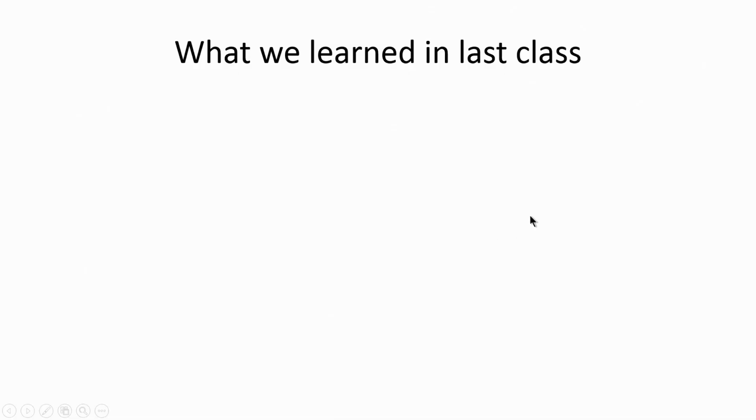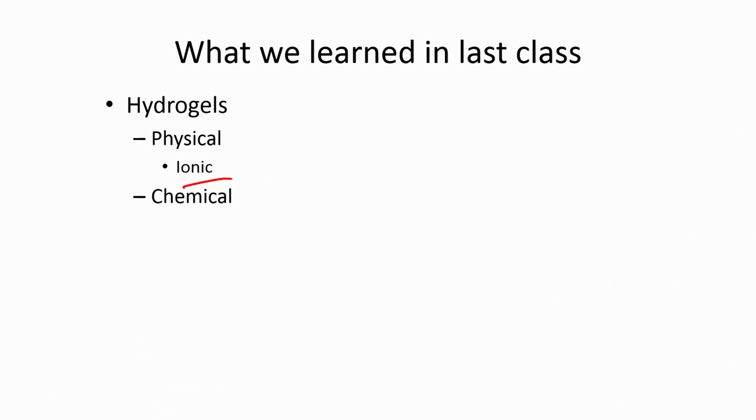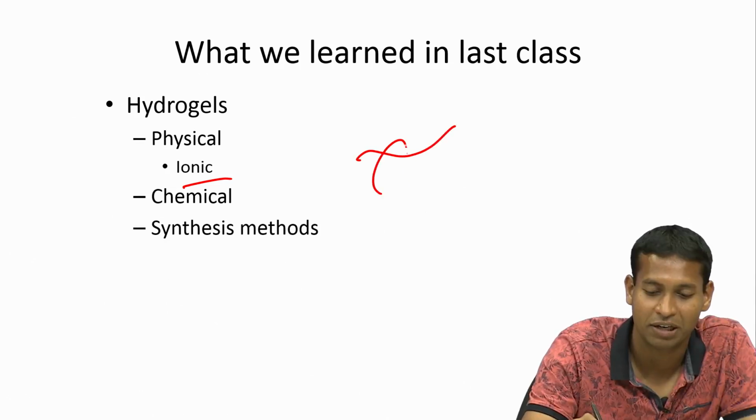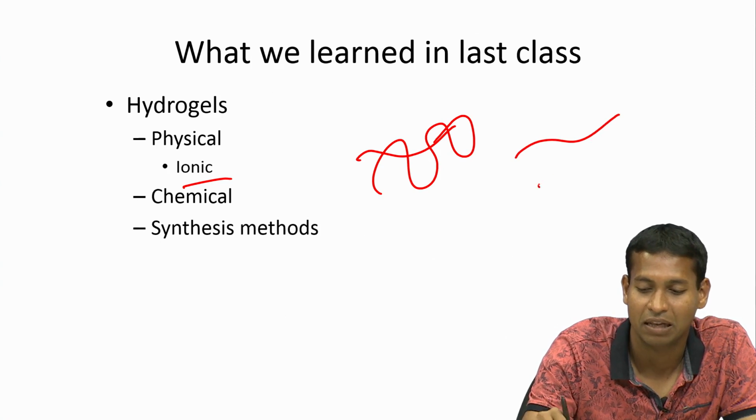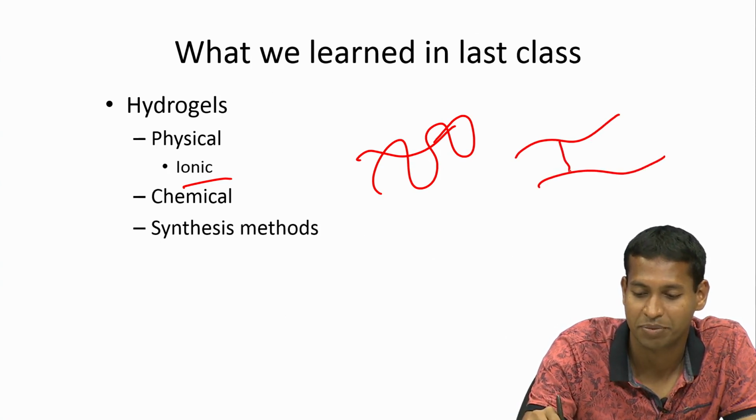So we are currently talking about hydrogels and we are going to continue that in this class like the last two classes. Let's take a quick recap of what we have learned in the last class itself. So we have talked about hydrogels, we have talked about the physical hydrogels, which essentially we talked about ionic in this case. Then we talked about chemical hydrogels. We talked about how these are formed. So, essentially what is the major difference between chemical and physical? Physical are essentially molecular chain entanglements, whereas chemical may have an actual bond that is present between these polymer chains.